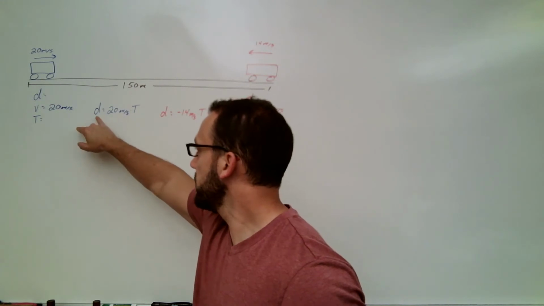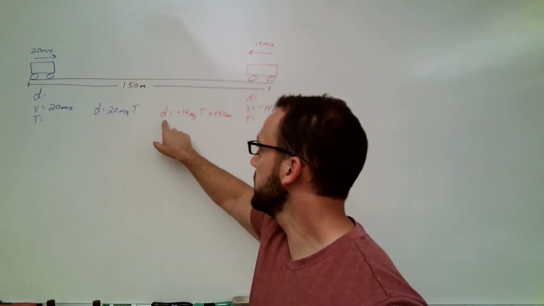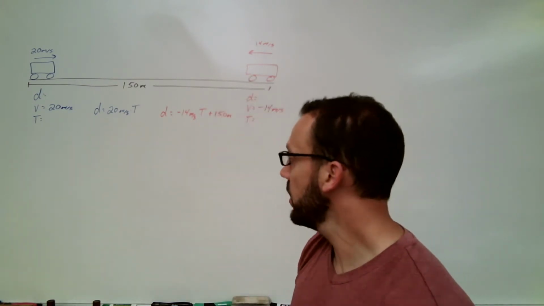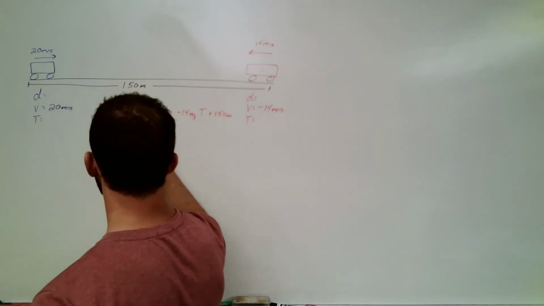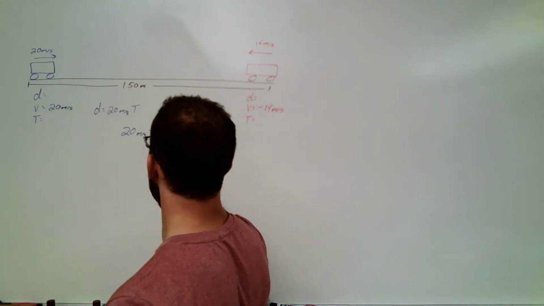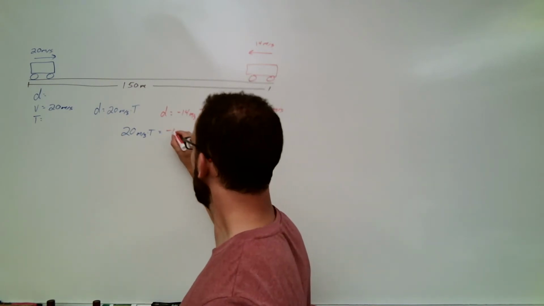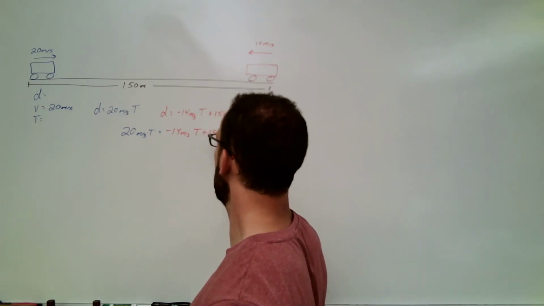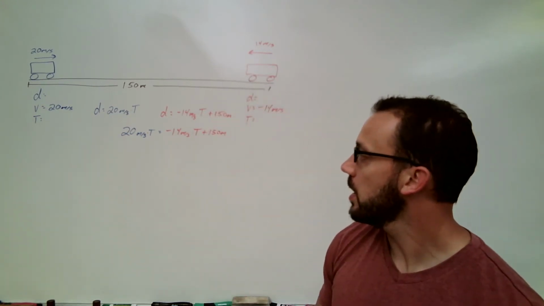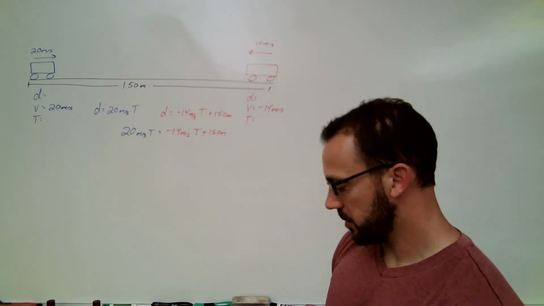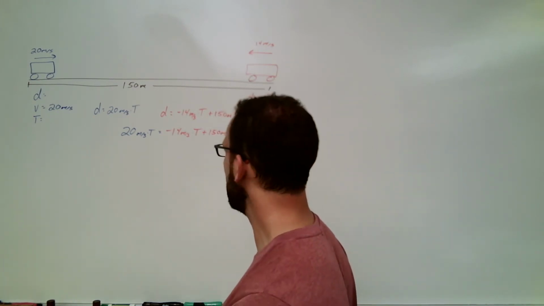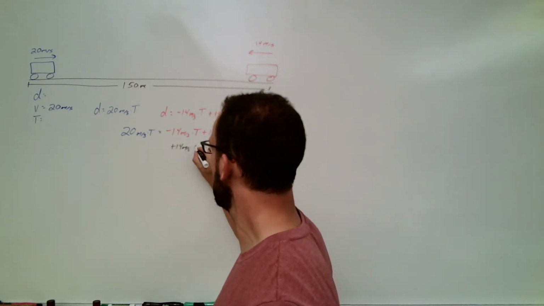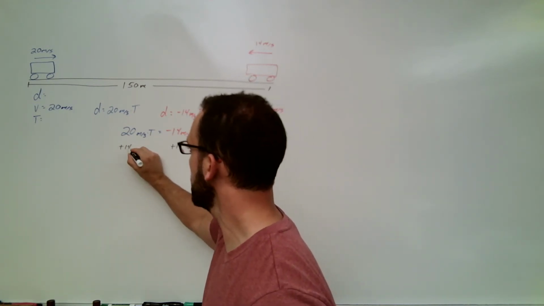That means that if the position for the blue car is 20t and the position for the red car is negative 14t plus 150, and we know these positions are the same, well, that means that 20 meters per second times t has to equal negative 14 meters per second times t plus 150 meters. From here, we have to do just a little bit of algebra. And what we can do is add the 14 meters per second times t to both sides.